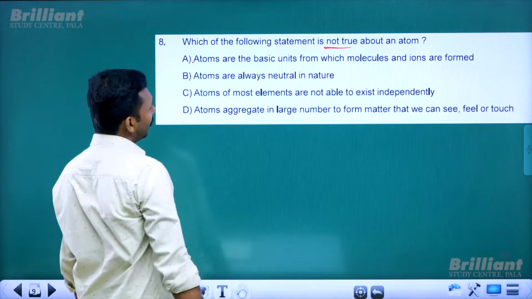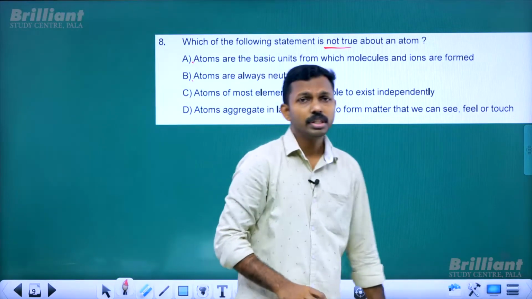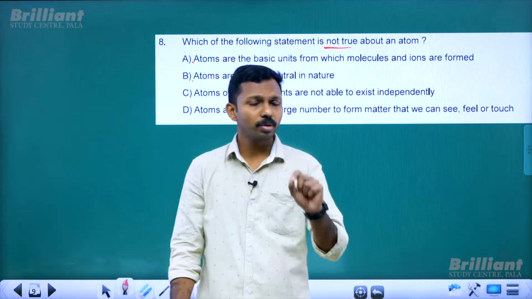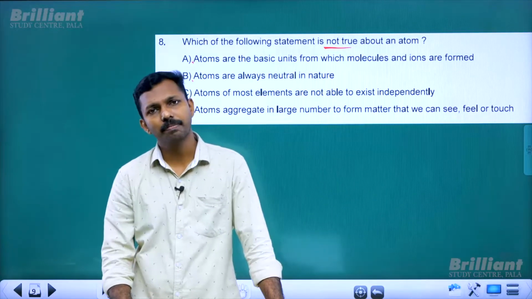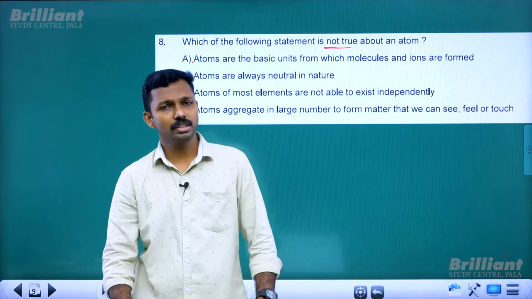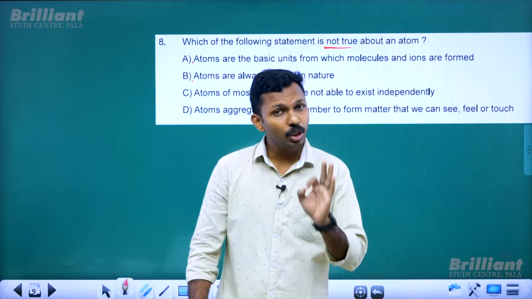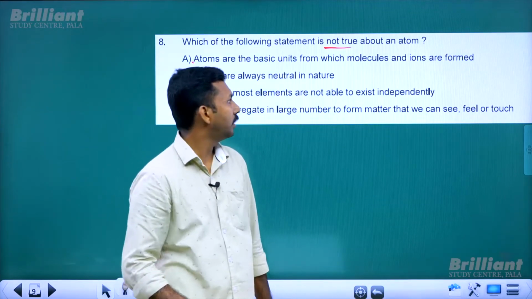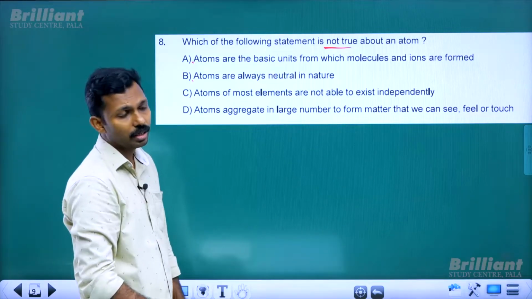Second one, atoms are always neutral in nature. Yes, we know that inside an atom, there are protons and electrons. These are the only charged particles inside an atom. These two particles have equal magnitudes of charges. That means these are equal in number. As positive and negative charges are equal in number, we can say that an atom is electrically neutral. So that is also a correct statement regarding atom.